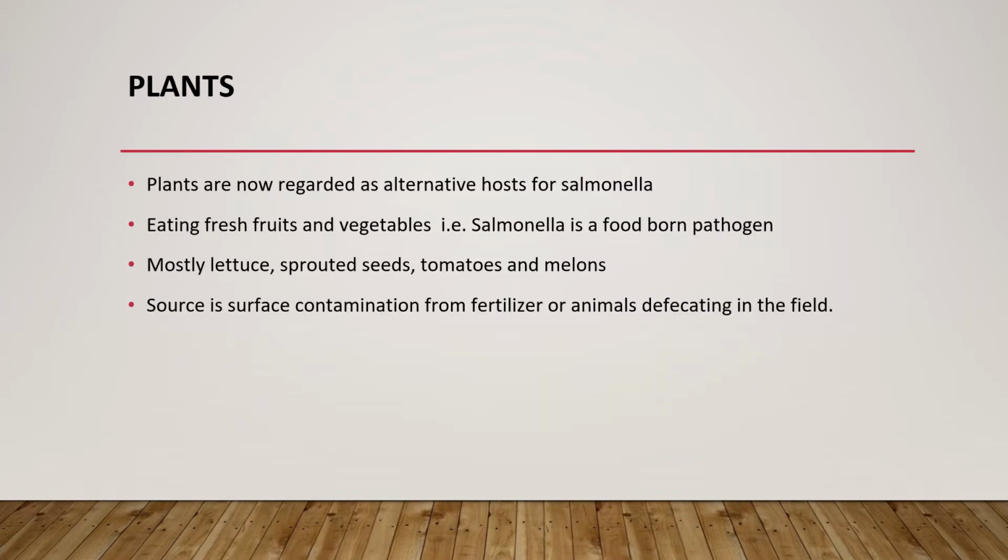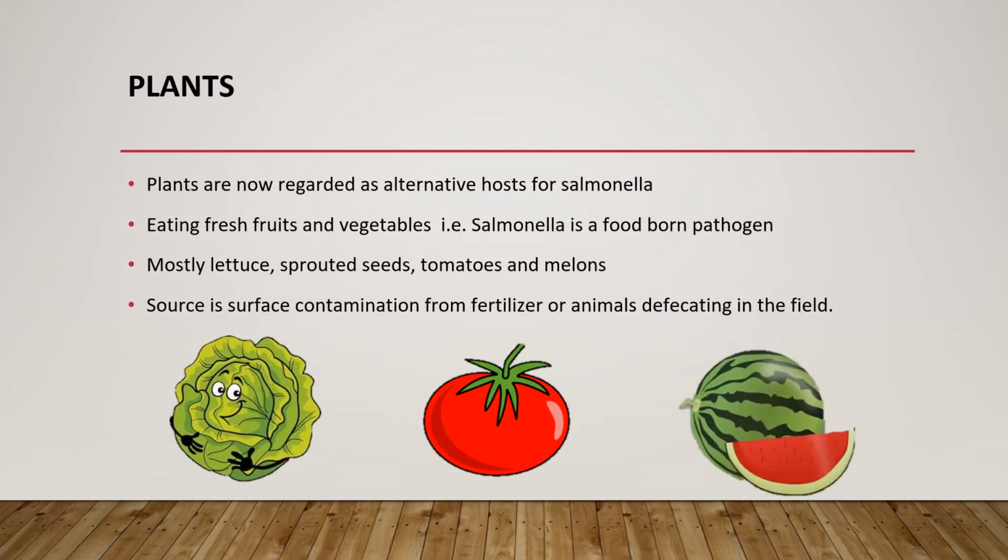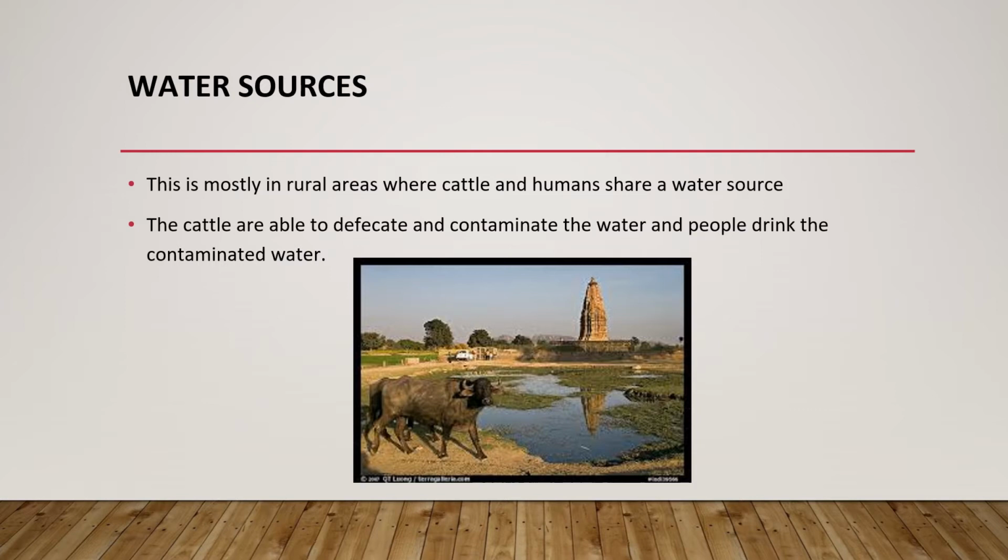Plants are now regarded as alternative hosts for Salmonella. Eating fresh fruits and vegetables is an important way that humans can become infected. Water is mostly a problem in rural areas where cattle and humans share a water source. The cattle are able to defecate and contaminate the water that people drink.